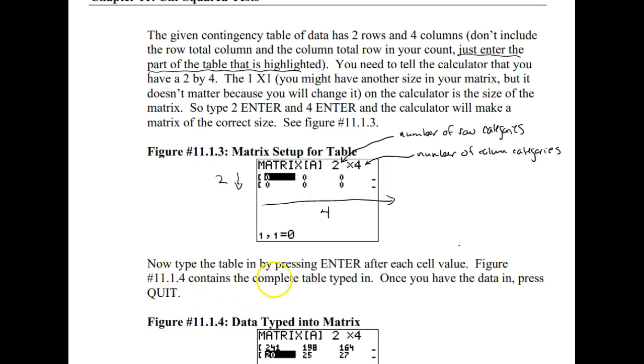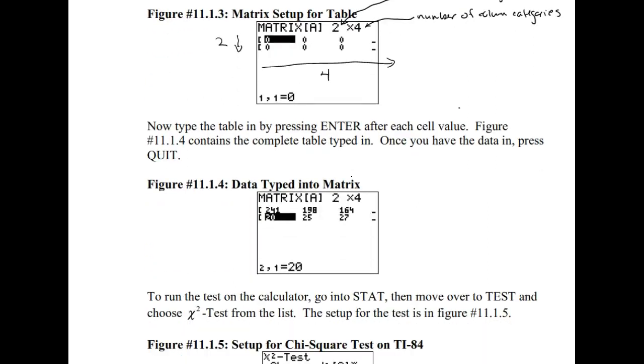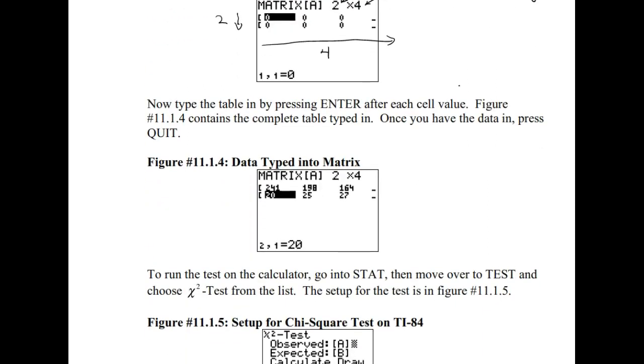All right, so now type the table in by pressing enter after each cell value. So that first cell where it's highlighted here, we would enter 241, and then we'd hit enter, and then we'd enter 198 and hit enter, and so on until we've got those 8 entries from the contingency table, so our observed counts. All right, so once you have the data in, we're going to press quit.